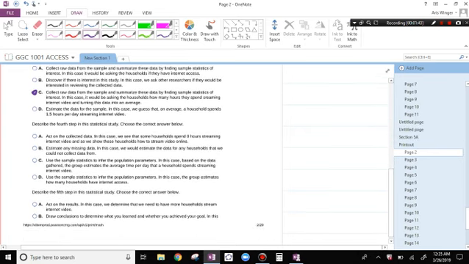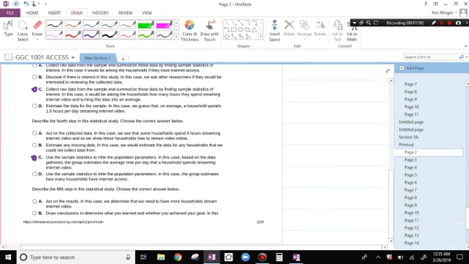The fourth step would be use those statistics to say something about the population. In this case, based on the data gathered, the group estimates the average time per day that a household spends streaming internet video. And the final step is you draw conclusions to determine what you learned and whether you achieved your goal.